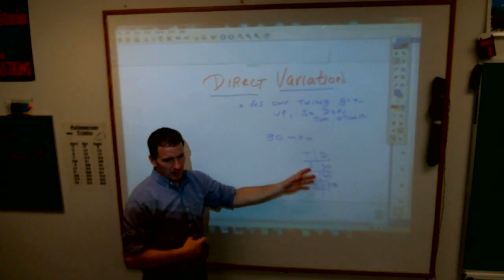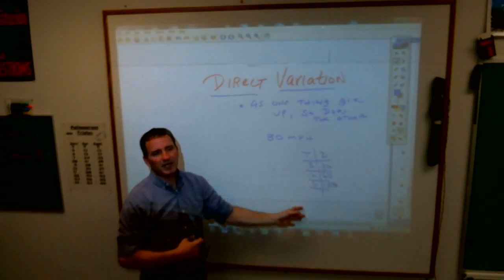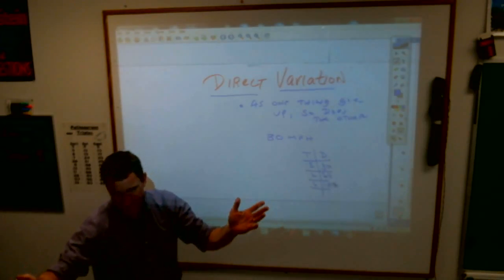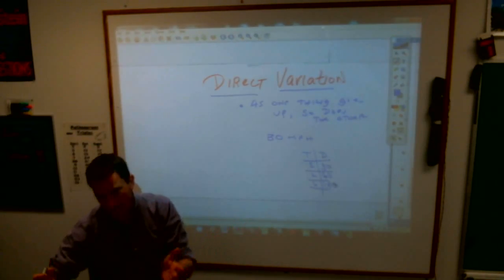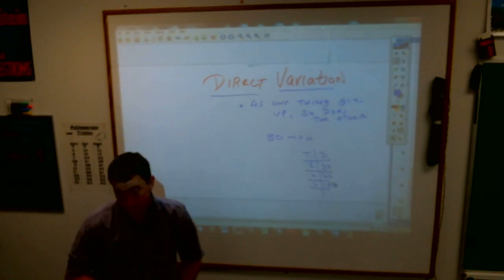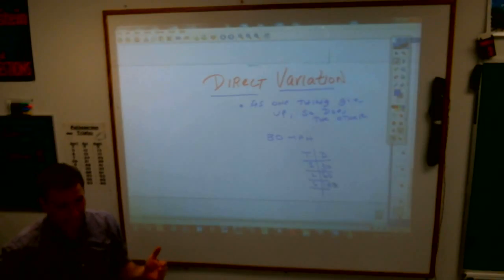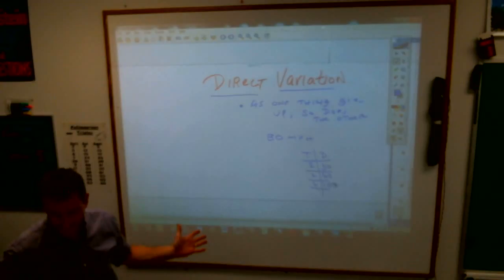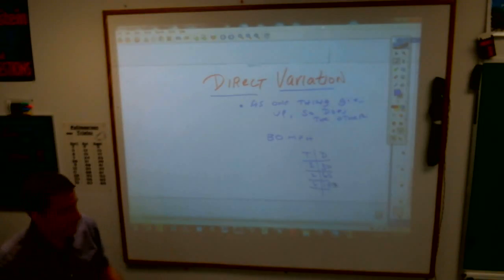But most things we think about are actually like this. Pay, for example. If you make $40 an hour, the more hours you work, the more you get paid. Fortunately for you, pay is not inverse variation, because that would say the more you work, the less you get paid. So that's a little screwed up.